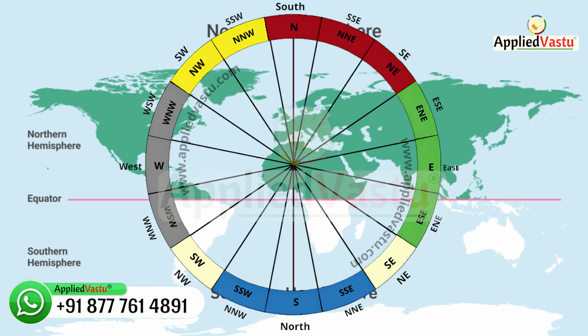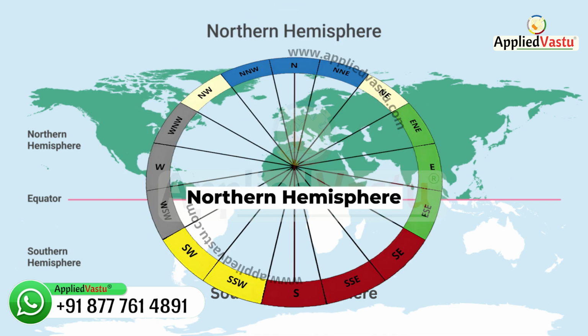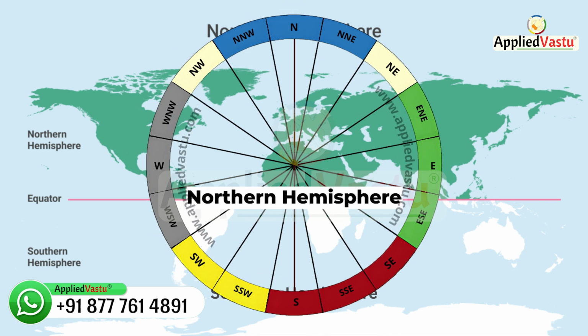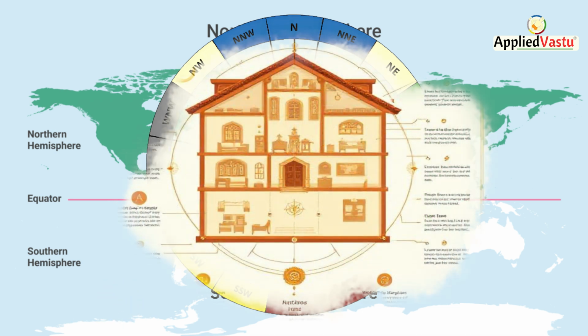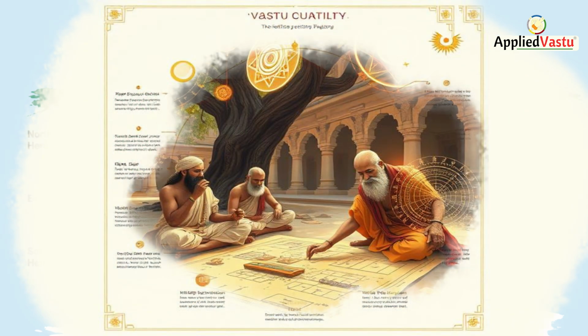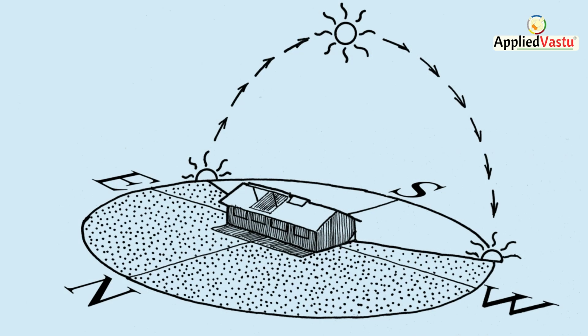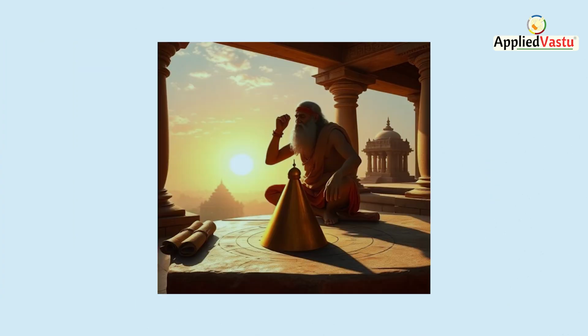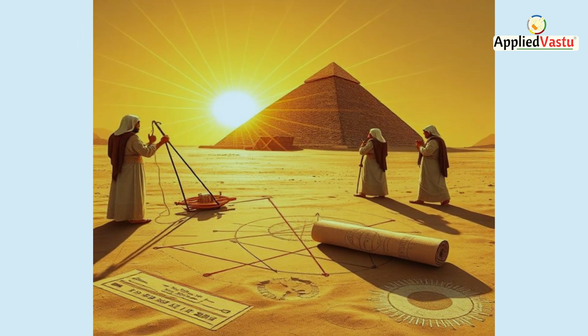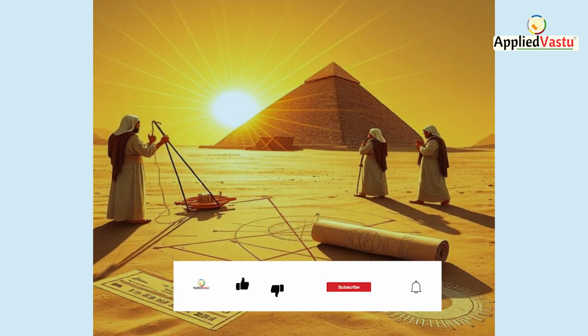So, as you can now understand, the Vastu principles for the Southern Hemisphere are a mirror of the Northern Hemisphere. You'll be amazed to know how scientific Vastu Shastra is, and how advanced the sages of ancient times were. To determine the correct sun path or trajectory of the sun, they used a cone, just like how mathematicians in Egypt used a cone to measure the accurate height of pyramids.